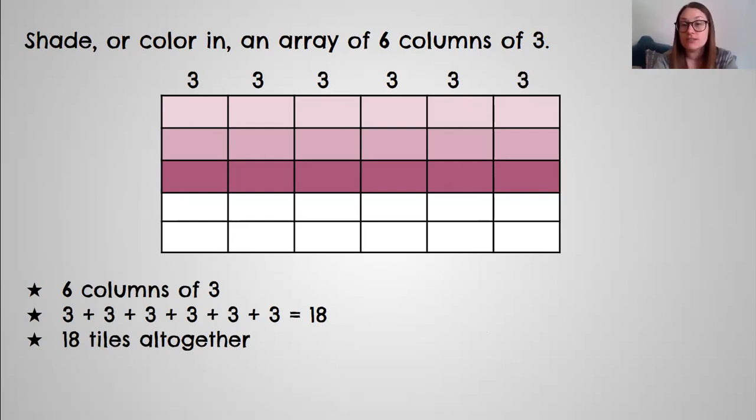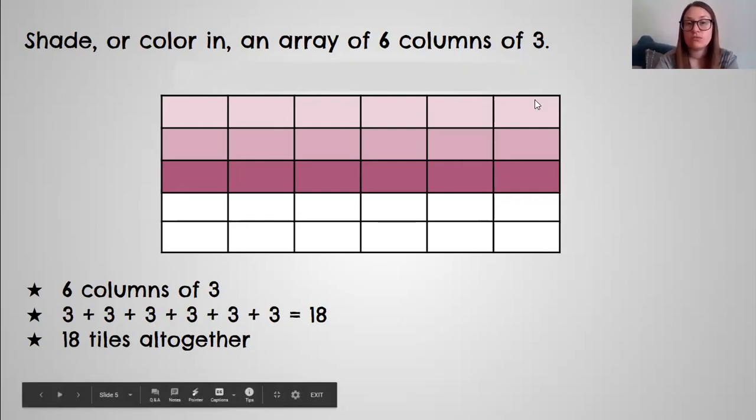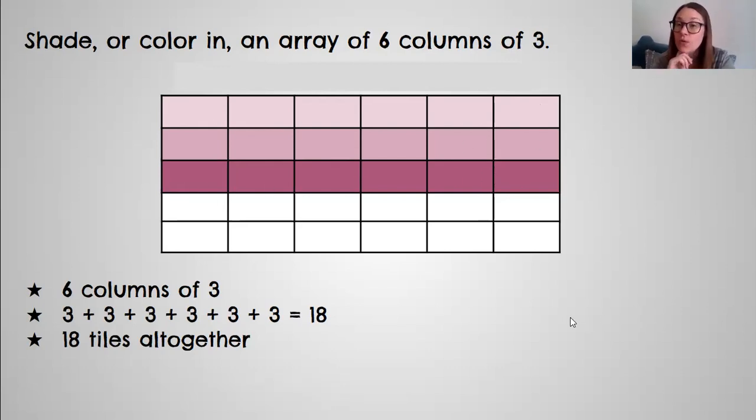But remember, arrays can be split into rows and columns. So if I stop looking at columns and instead I look at rows, so going side to side, left to right, how many rows are in this array? Yeah, there are 3 rows. Here's a row, here's a row, and here's a row. And how many square tiles are in each row? Right, 6 square tiles in each row.